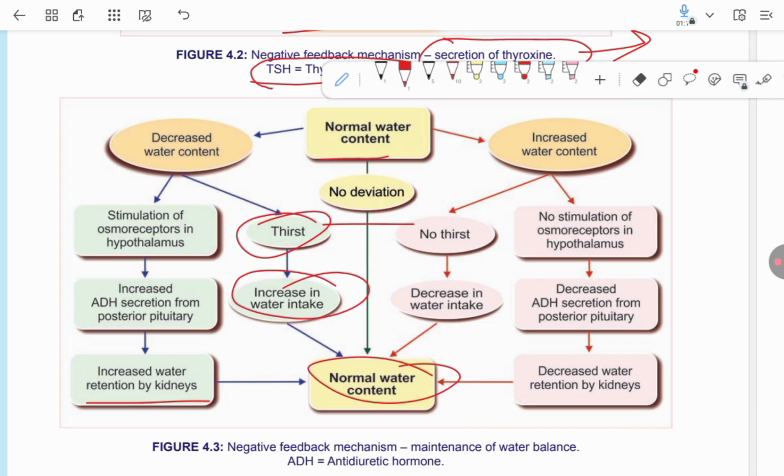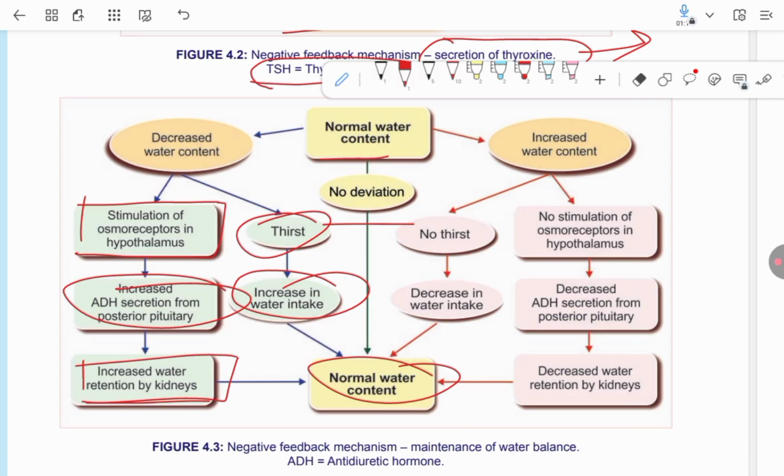The other method is stimulation of the osmoreceptor of the hypothalamus. The hypothalamus is a part of the endocrine system, which maintains water and body temperature. Due to the decrease in body water content, there is stimulation of the osmoreceptor in the hypothalamus. So the hypothalamus increases the secretion of ADH from the posterior pituitary gland, and this ADH increases the water retention by the kidney.